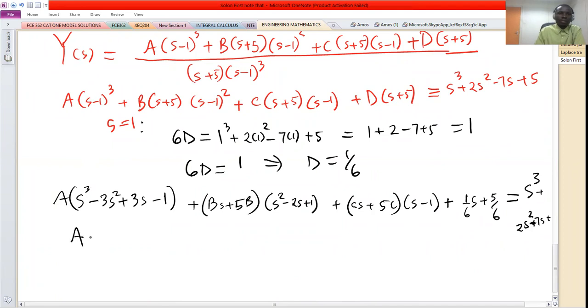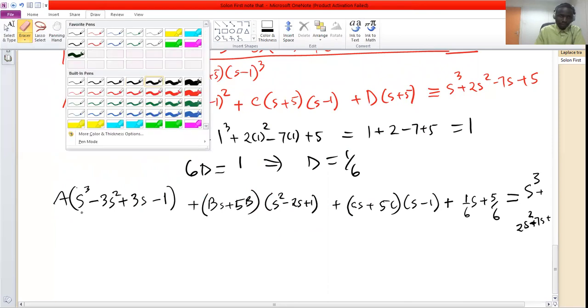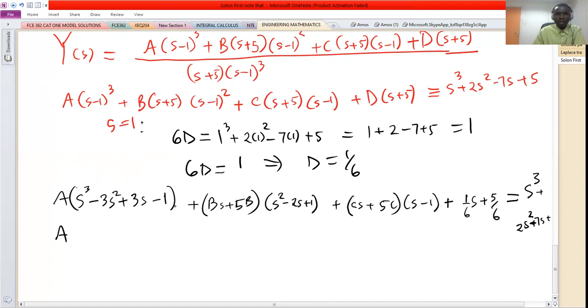But for this case, we'll have an s cubed, and then here we'll also get an s power 3 here. So it's like a plus b. So we have a, so this s cubed will be here, and the coefficient of this will be plus b. You do not have an s cubed at this point here. So then s cubed plus those for s squared, so we'll have minus 3a. And then here, this term I'll have minus 2b. And also this by this one will give me plus 5b.